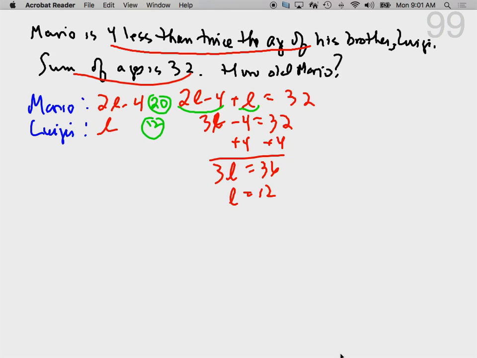Question, Brian? Why are there 3 L's? Because there are 2 of them here and 1 of them here. 2L minus 4 represents Mario's age, and then 1 of the L's is Luigi's age. The 2 of them combined are 3L minus 4. Same side, same operation. What are 2 L's plus 1 L? And the 2 of them combined is 32. Okay, questions? So Uncle Mario is 20.